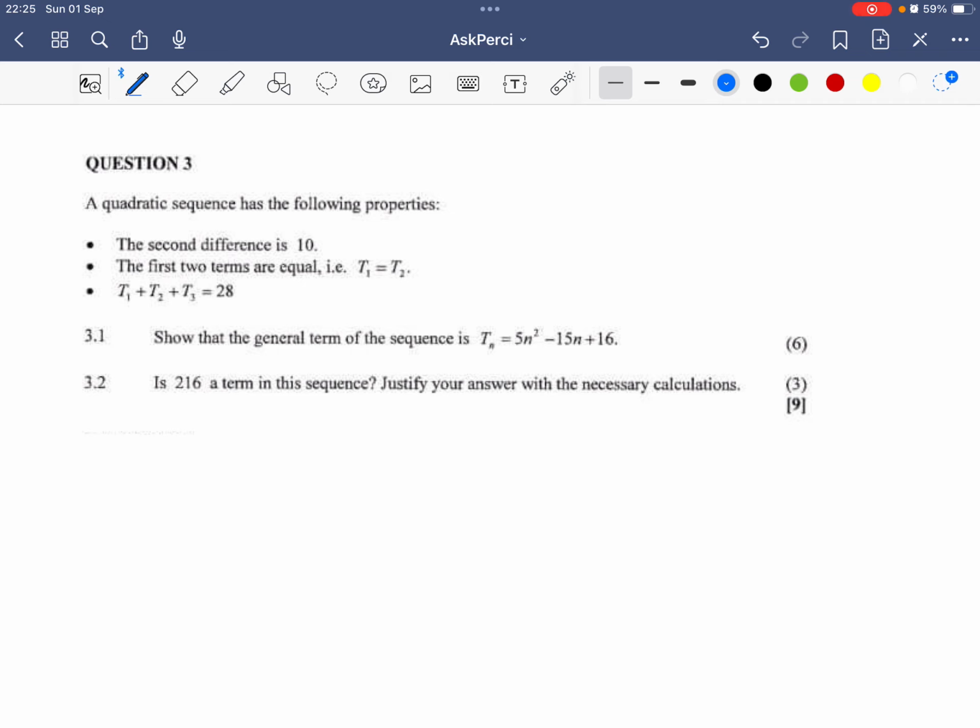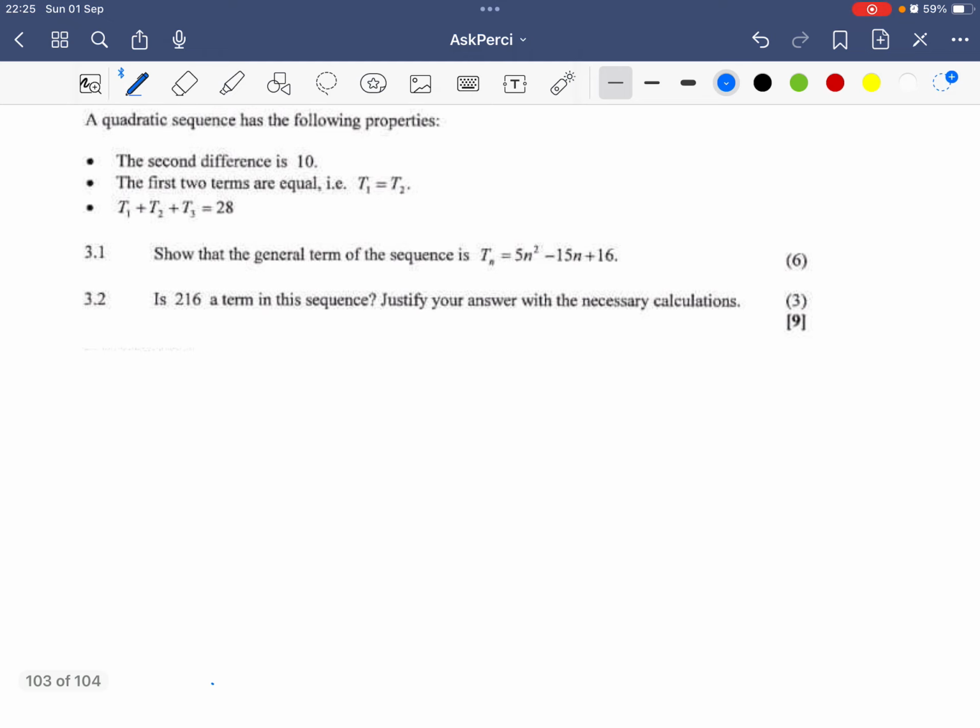Question 3.1. First things first, let's understand what they are talking about. The quadratic sequence has the following properties. The second difference is 10. The first two terms are equal, T1 and T2. And the first three terms sum to 28. Show that the general term is equal to this. Okay, there's a lot here. There's a lot to consume.